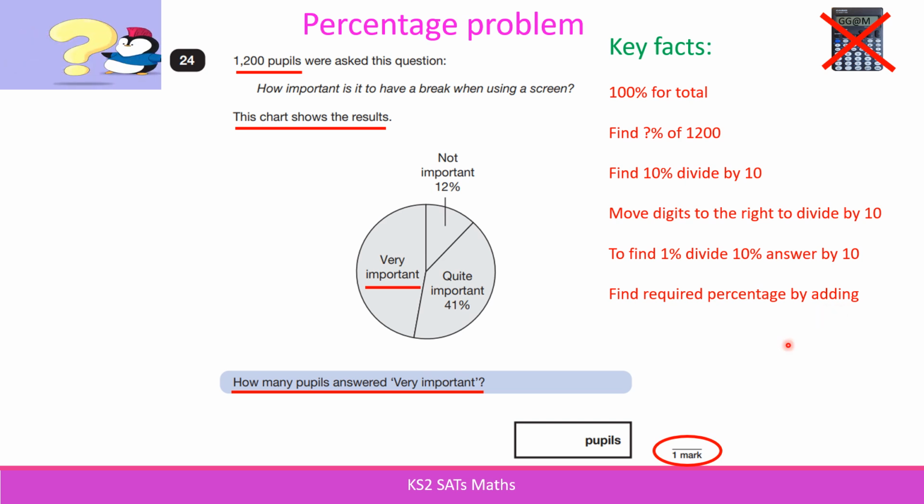Just pause, see if you can work out how many pupils there are in total, then press play when you're ready to hear the answer.